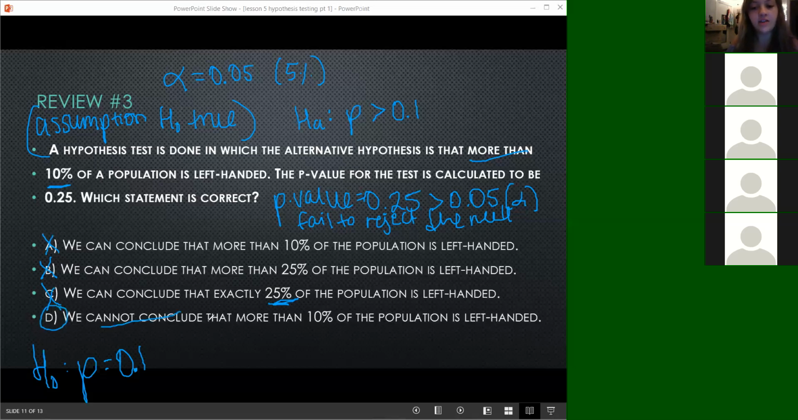It's saying we can't conclude that more than 10% of the population is left-handed, because we're failing to reject the null. We are assuming that the null is true at this point. We can't say anything about the alternative in this case, so we can't conclude that. So our answer is D. Does that make sense to everybody?